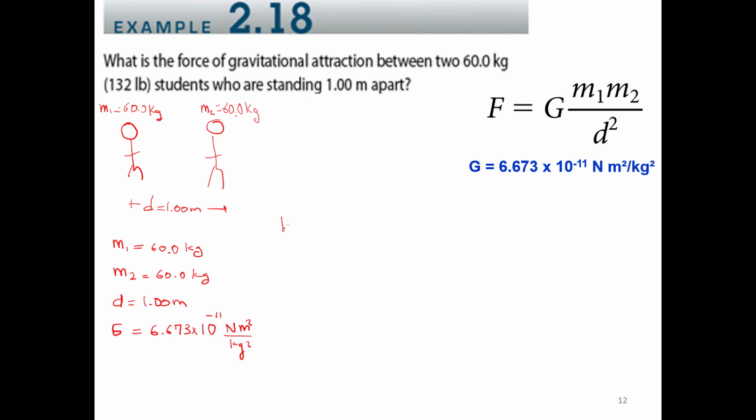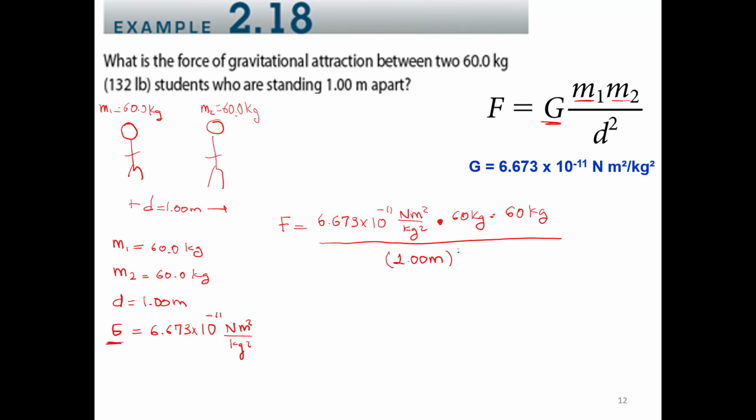And the force equals the G value. Here we will write 6.673 times 10 to the power minus 11 newtons, multiplied by mass 1, 60 kilograms, multiplied by mass 2, 60 kilograms, divided by the distance, but we need to square the distance.